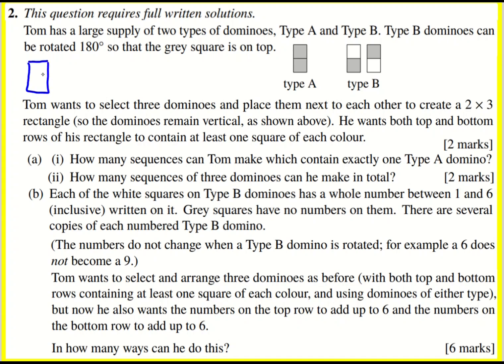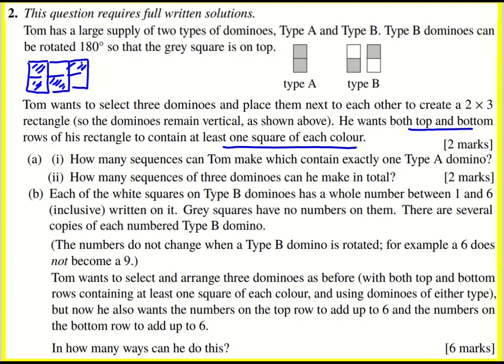So let's say the first one is a type A domino, shade it in. Now, if the second one was a type B with the bottom shaded, you couldn't put another one in like that because he wants both top and bottom to have at least 1 square of each color. So he's going to have to use the other version of type B for the top one, which means for part A1, he's going to have to use all 3 types. I'm not going to write a justification down here, but I've explained it verbally. So then he's using all 3 types.